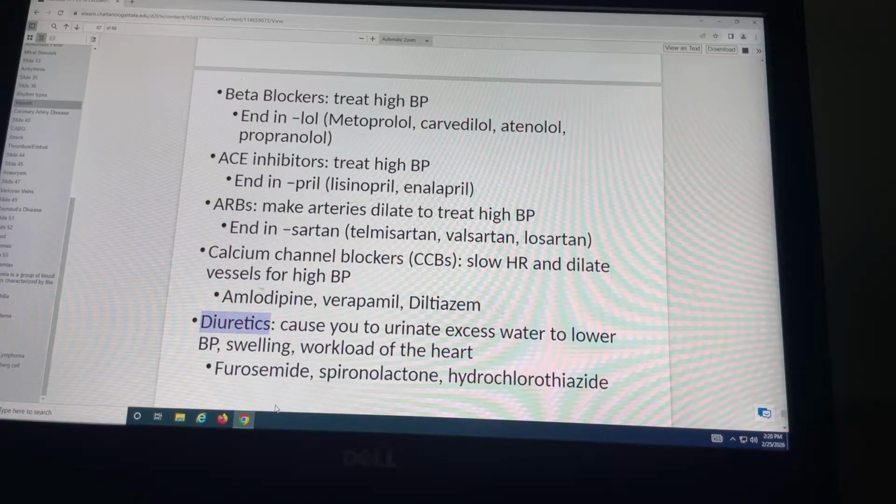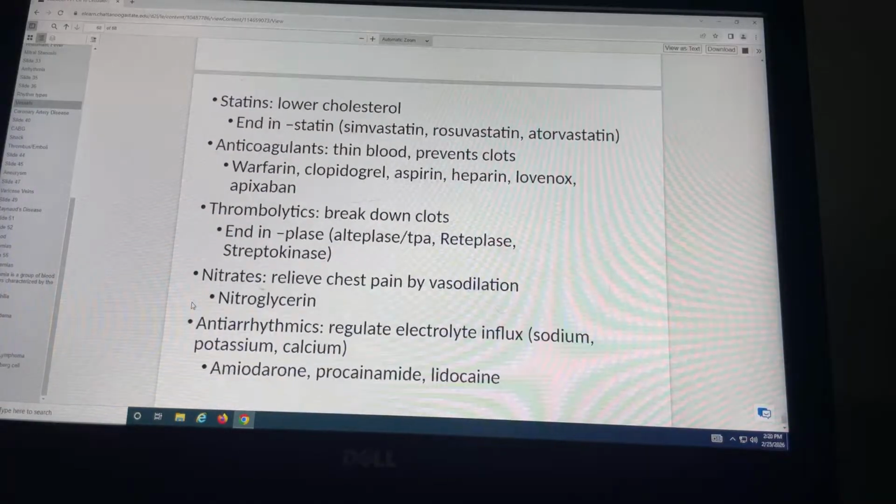Yeah, I know, they're long names. Any questions about those? Okay. Then we got this one.